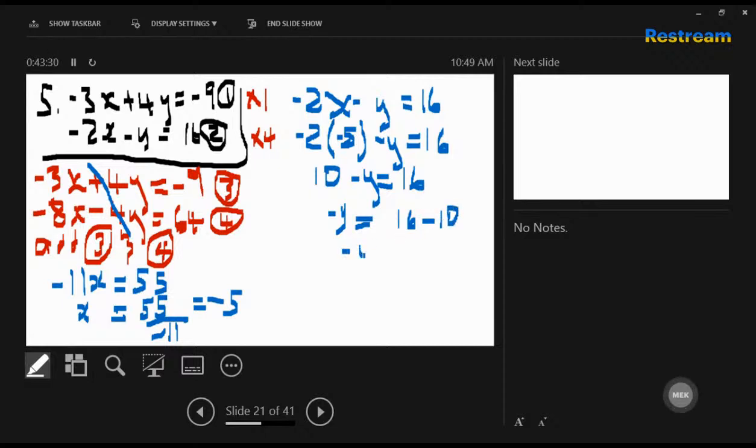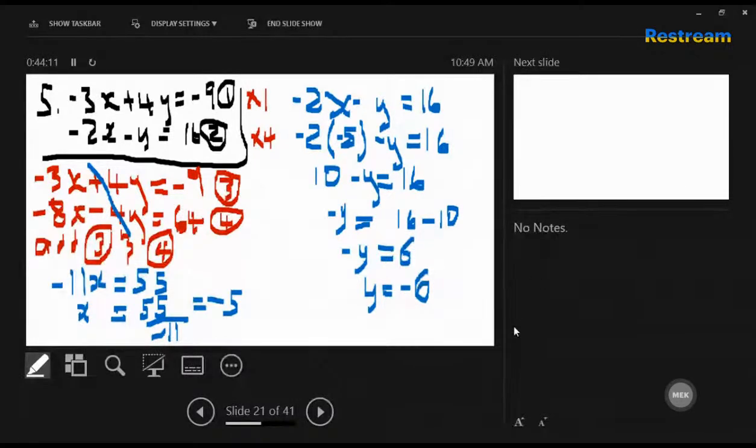So if negative y is 6, then it stands to reason that y is negative 6. So what we did was we just divide both sides by negative 1 because we want a positive variable, not a negative variable. So tell me if you're getting it. Okay.